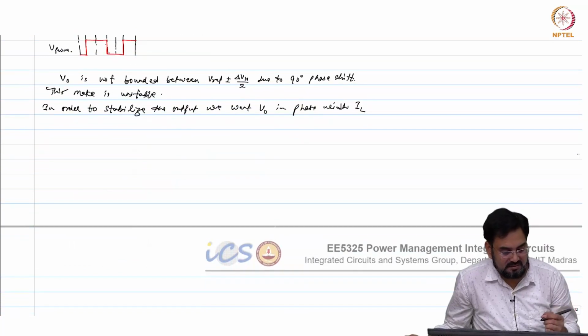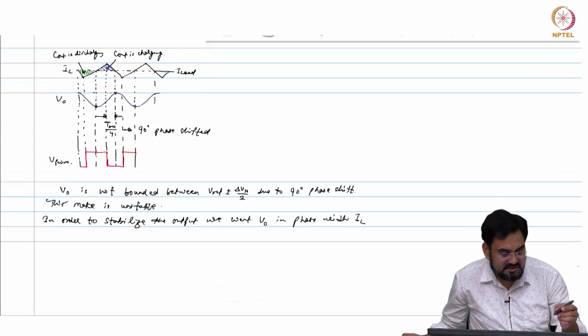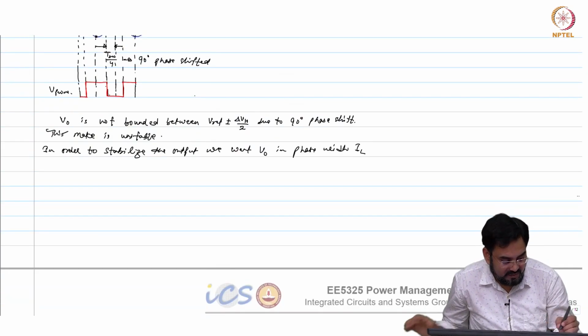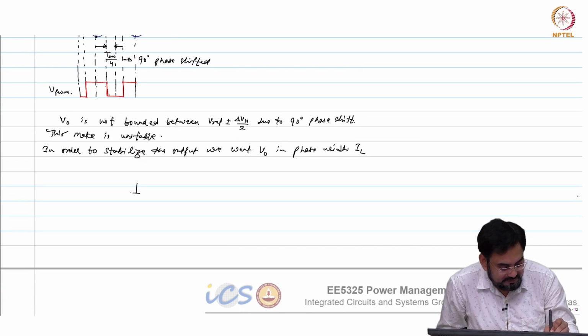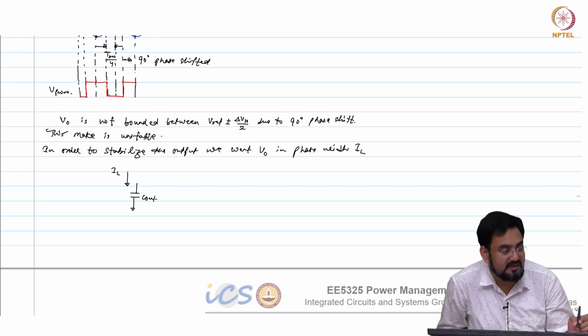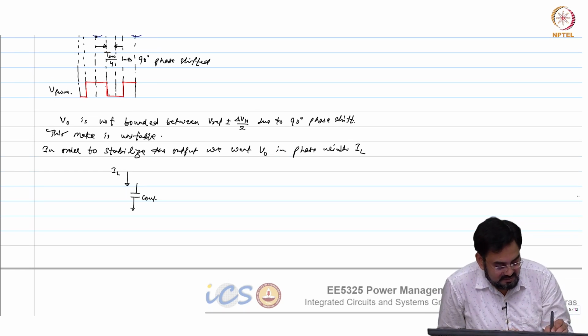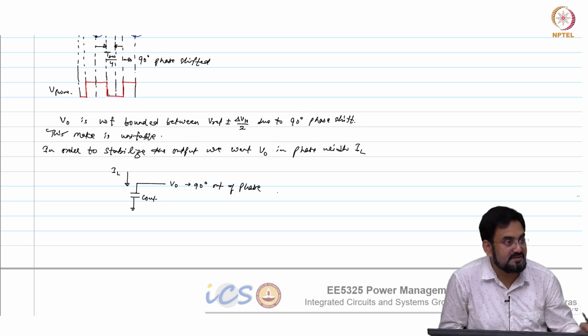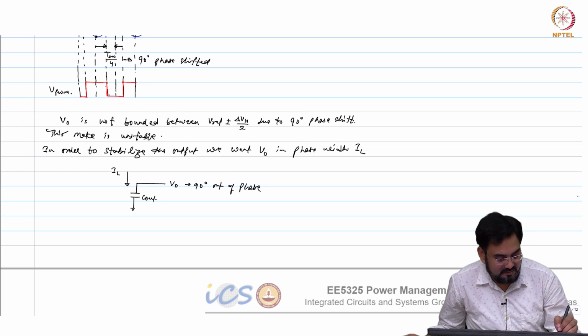Okay, let me. So this is your C out. Let me mark it. I'll call it C out. So we know this current is going IL, correct. So this voltage is 90 degree out of phase.